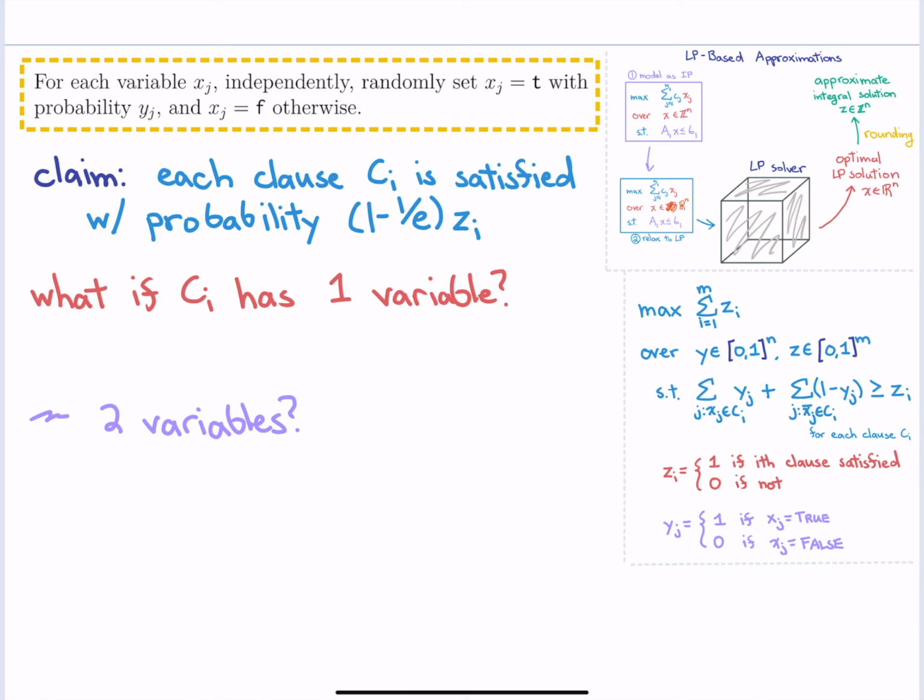Okay. Now, let's look at some special cases. What if the clause only had one variable? So what if ci was just one variable x1? In which case, it flips heads with probability y1. So in general, it's 1 minus 1 over e times zi. But if the clause ci only had one variable, what would it be? For simplicity, for concreteness, let's say that ci is equal to just x1, just one variable x1.